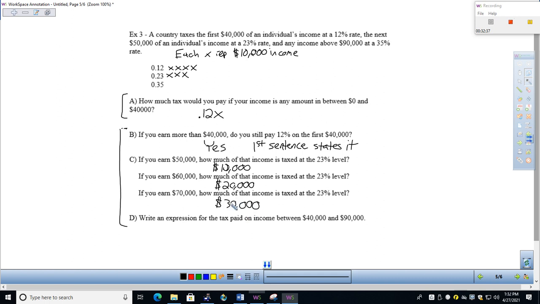So what I would say is, write an expression for the tax paid on income between 40 and 90. Well, guys, 23%. Not all of it. Only the money above 40,000. So I subtract away the 40,000 because we already were taxed on the 40,000 at the 12%. That's not kicking in for 23%. All right, I hope that works for you.